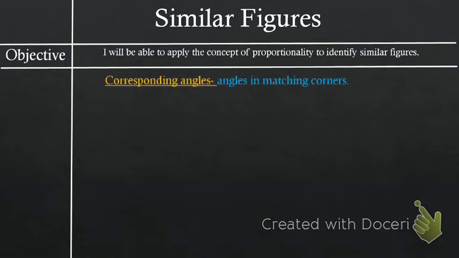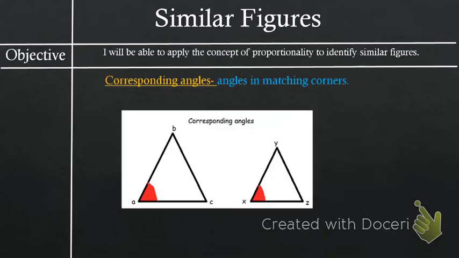Okay, corresponding angles are angles in matching corners. Here's a picture of two similar figures. Obviously the one on your left is bigger than the one on your right. Corresponding angles mean on the same side, so I highlighted in red. Angle A is on your left side and angle X is on your left side, so those are corresponding angles.